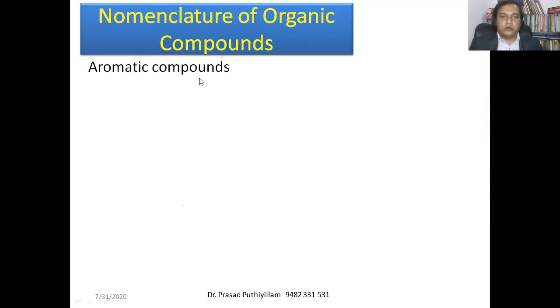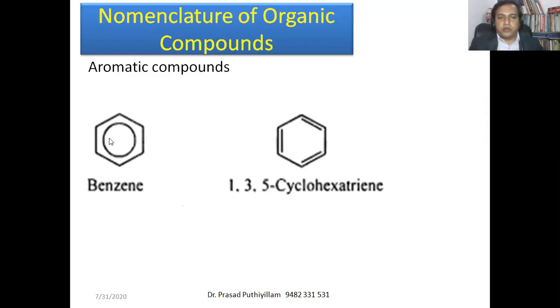Now move on to aromatic compounds. Aromatic compounds, we know, are benzene and related molecules. Now a confusion may come: for the benzene molecule, whether the correct name is benzene or 1,3,5-cyclohexatriene. This is the method of writing in IUPAC nomenclature: 1,3,5-cyclohexatriene, with double bonds at 1, 3 and 5. But the benzene structure has an aromatic nature. In detail I will explain in coming classes.